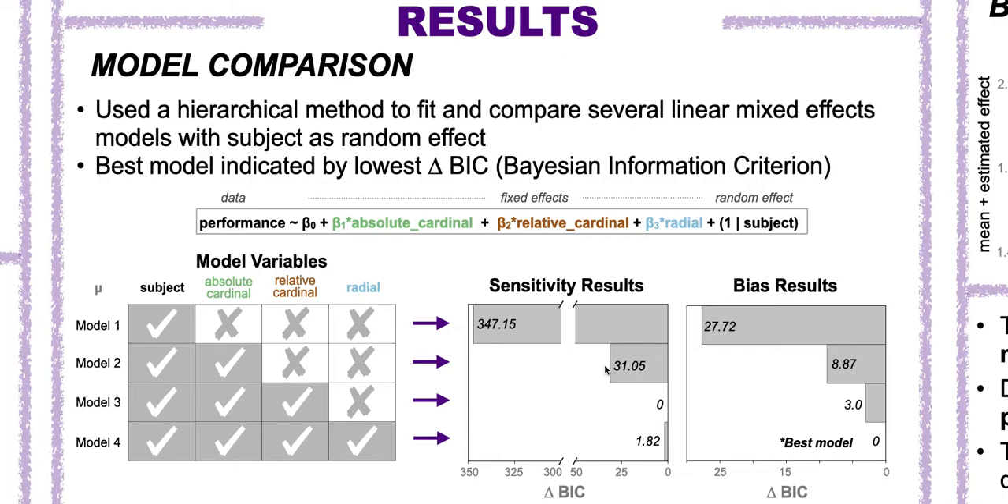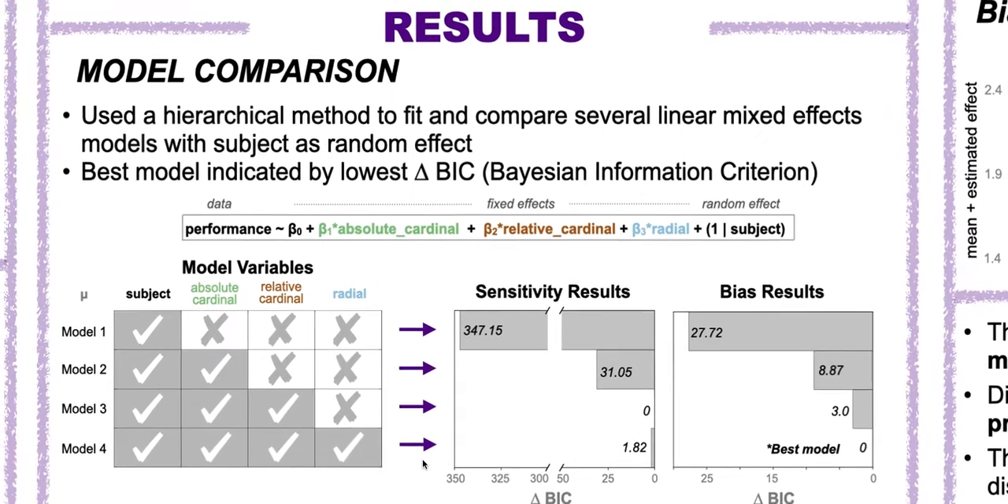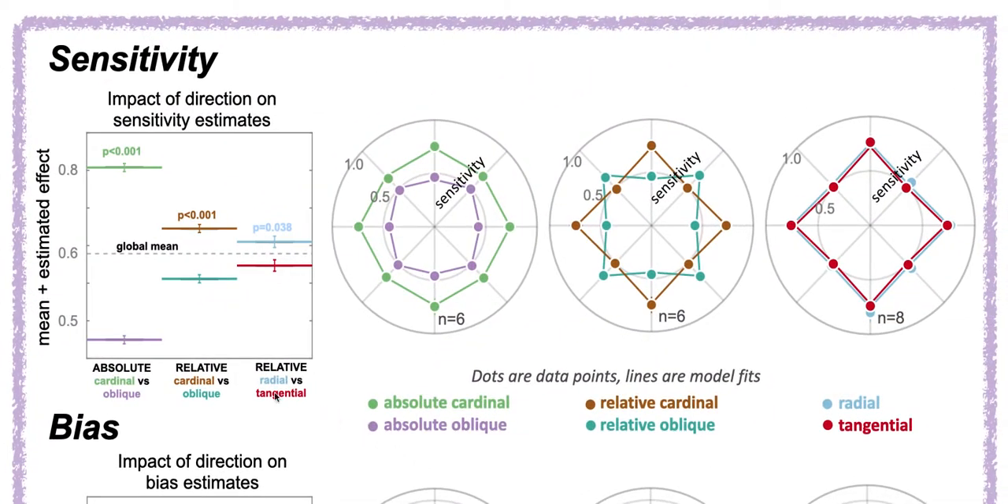But the best model for both sensitivity and bias accounts for either one or both of the asymmetries in the relative reference frame, captured by model 3 and 4. We fit the data in the next section using model 4, since it allows us to compare the estimated effects of each of these 3 asymmetries. Here on the left, we compare model estimates of sensitivity for each asymmetry relative to the global mean. The cardinal advantage in the absolute reference frame has the greatest effect, followed by the relative cardinal advantage and a slight trend of a radial advantage.